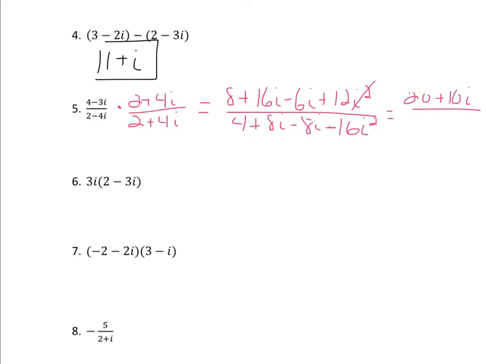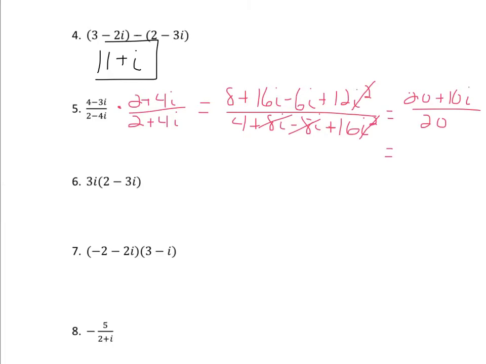On bottom, we've got our 8i's cancel out. This i squared can go away. Change the sign. And we're left with over 20. Okay, now we can do some extra reducing here. We could take a 10 out of everything.